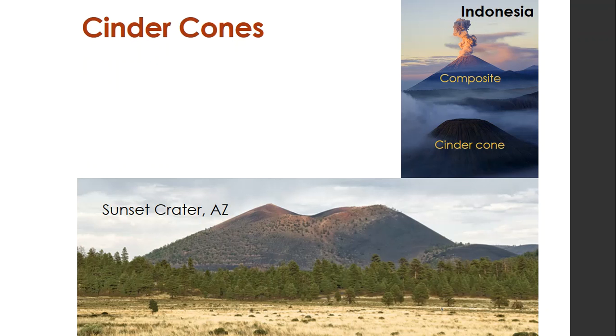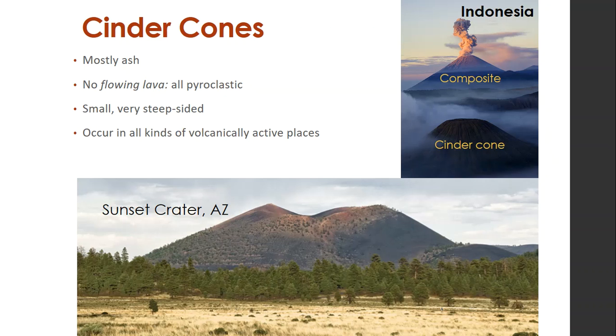Another type of volcano is cinder cones. Cinder cones are made of mostly ash. They don't have any flowing lava at all. It's all pyroclastic. They're small, and they get very, very steep sides. They occur in all kinds of volcanically active places, depending on whether or not they have flowing lava.